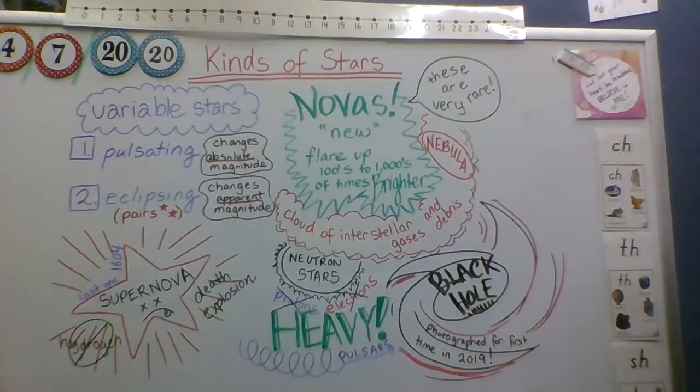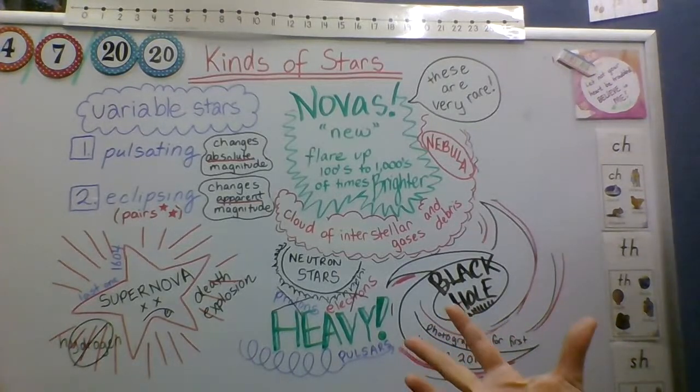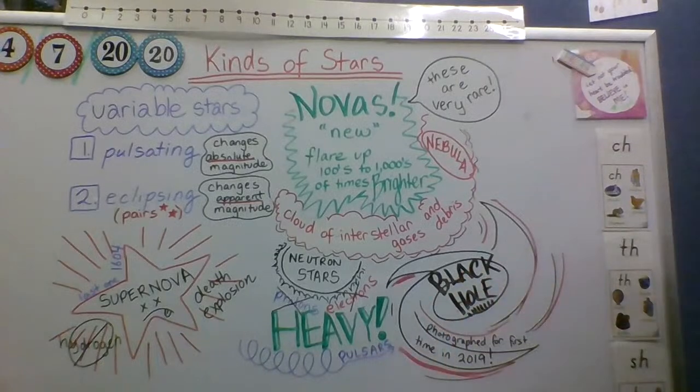Now, scientists in the past would call it like the birth of a star, but it really isn't. What astronomers think really happens now is that there's an existing star, and all of a sudden, it will flare up and suddenly become hundreds or thousands of times brighter than normal. And so it looks like this beautiful bright new star in the sky.